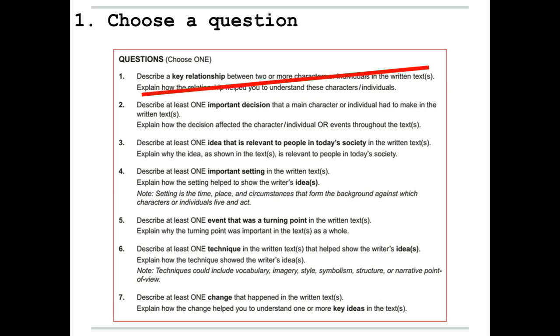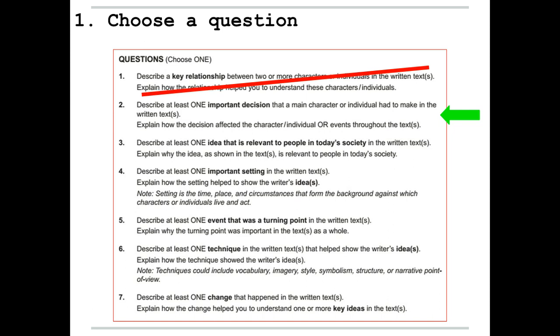Describe at least one important decision that a main character or individual had to make in the text. Explain how the decision affected the character or events throughout the text. Now, Juno makes important decisions, Vima makes important decisions, Hilto makes important decisions, so does Maba. Juno's dad makes an important decision when he firstly chooses to abandon his family but then changes his mind. So, good question. You could totally do that one. It would work really well.